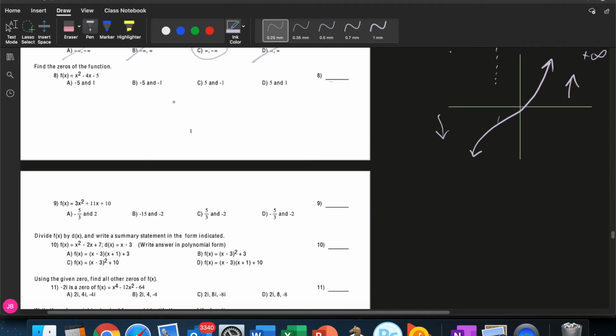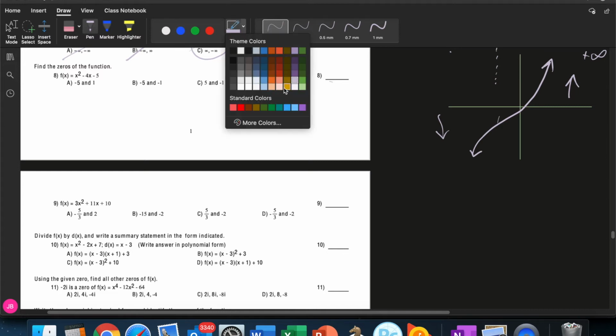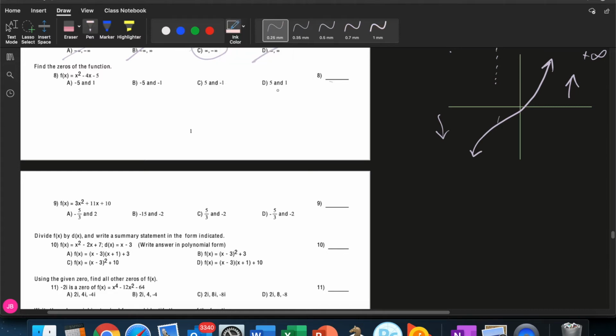Find the zeros of the function. Okay. Finding the zeros of the function can actually be pretty easy depending on the question itself. This one is extremely easy. This is one that you've been doing since Algebra 1. You're asking yourself, okay, what two numbers, when I multiply them, give me 5? Well, really, I only have 1 and 5. And when I add them, give me negative 4.